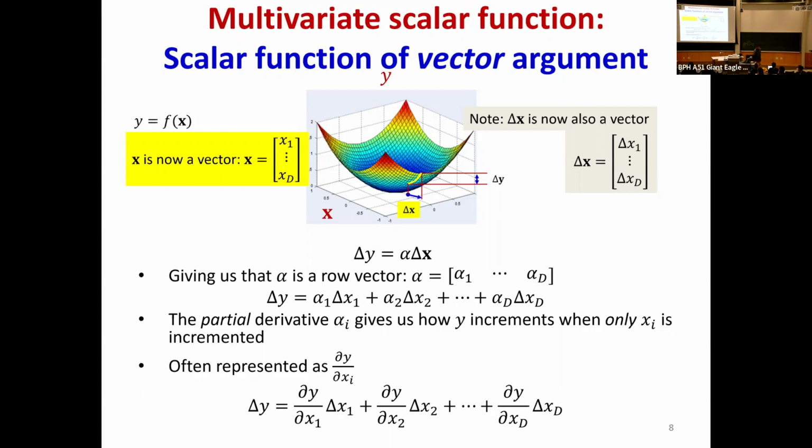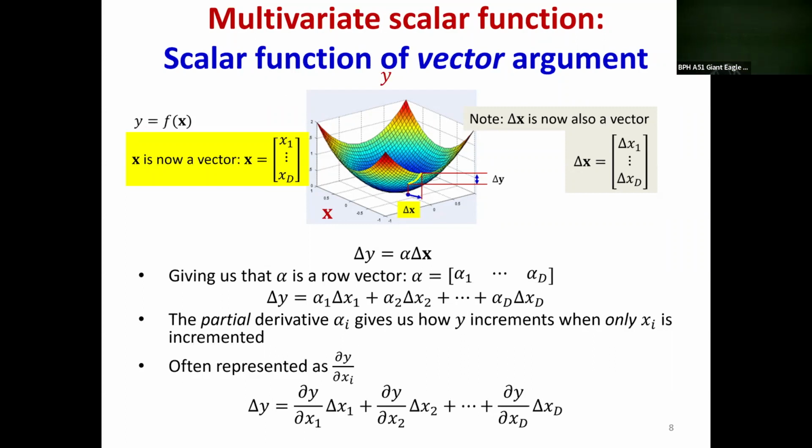So now, what is alpha going to look like? Is it going to be a scalar number? Why not? So here, y is a scalar, right? So what's delta y going to be? Is this a scalar or a vector? Scalar, correct? And so delta x, what is delta x? It's a column vector, right?